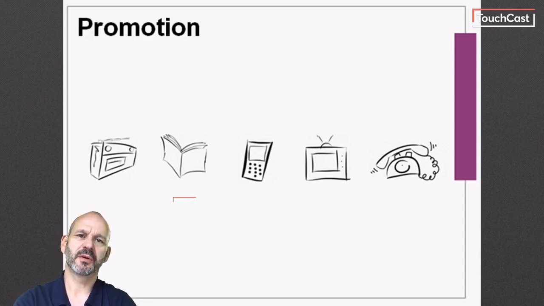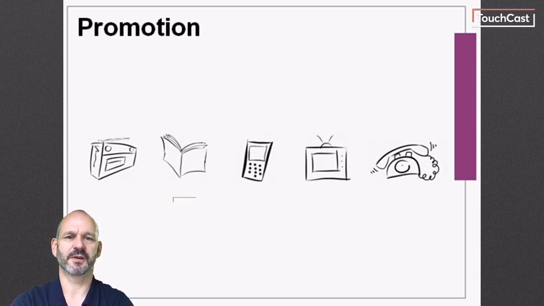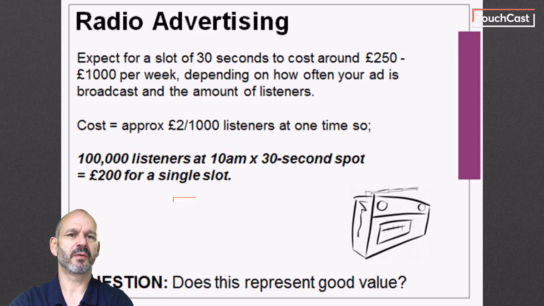In each case, we need to look closely at the potential reach of each medium, or in other words, how many people we are likely to get our message in front of by using that particular medium. But we also need to be sure that the people we are reaching are the right demographic for our business. So let's look first at radio advertising. Now, here is a rule of thumb: radio advertising can be charged at a rate of approximately £2 per 1,000 listeners at any one time.